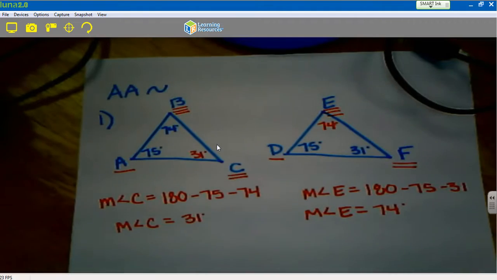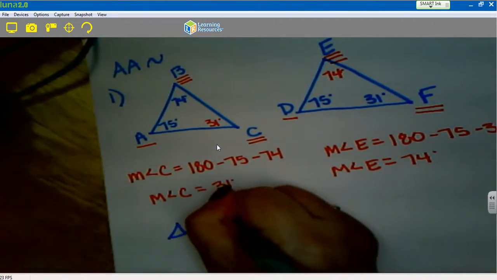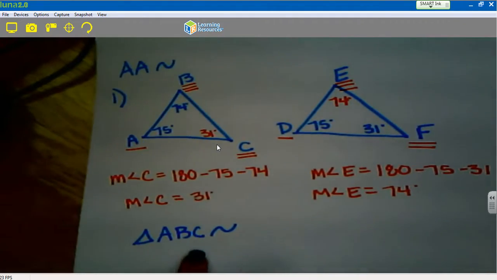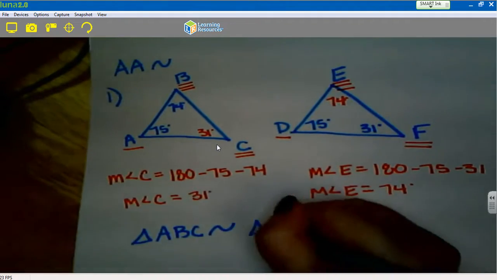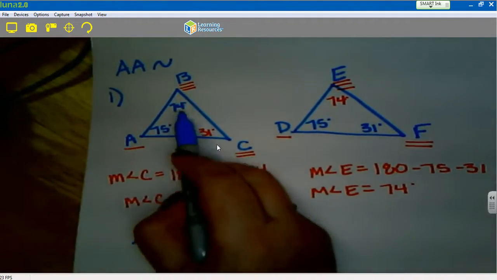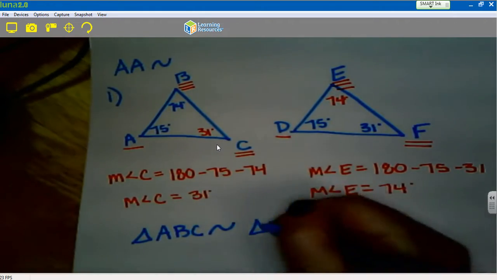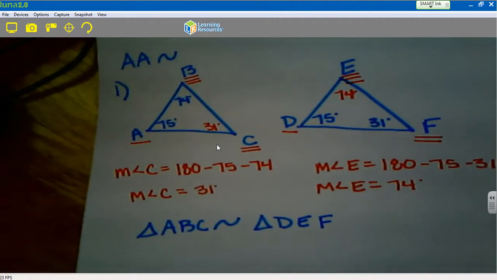So these triangles are in fact similar, so we need to now write a similarity statement. We can say triangle ABC is similar to, now we need to pay attention to the letters here, angle A goes with angle D, B is 74, it goes with angle E, 74, and then C goes with F. So that's number 1.